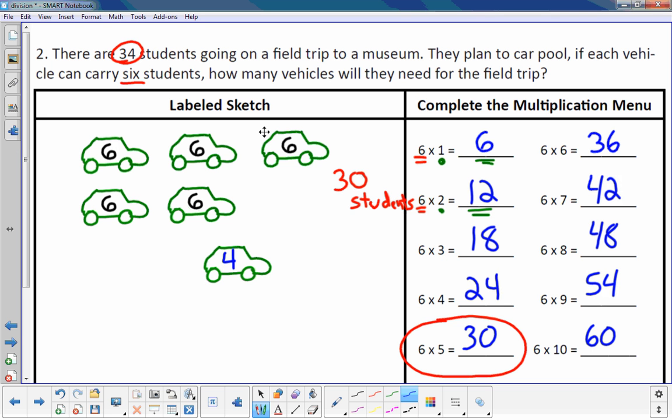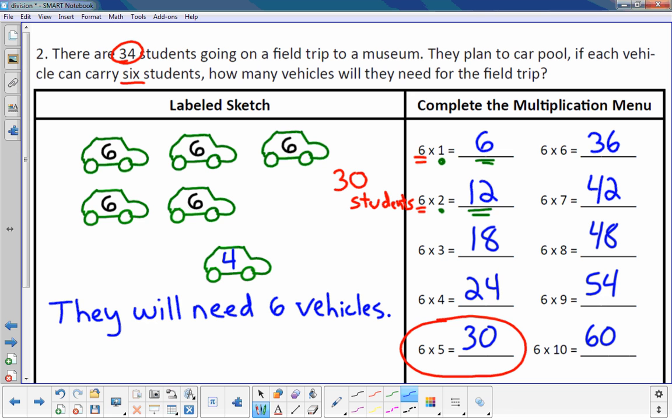And what's the question asking me again? How many vehicles will they need for the field trip? They're going to need 6 vehicles. So I'll just write that down here. They will need 6 vehicles. 5 of them will have 6 students, and 1 vehicle will have 4 students.